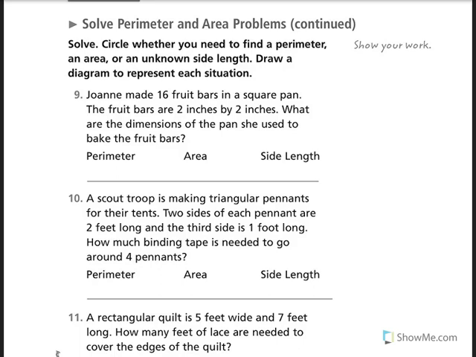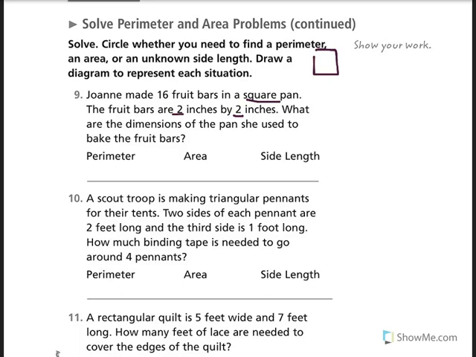Joanne made 16 fruit bars in a square pan. A square pan. Now, what do we know about squares, right? We know that all the sides are the same length as each other. That's really important in this question. The fruit bars are 2 inches by 2 inches. What are the dimensions of the pan she used to bake the fruit bars?